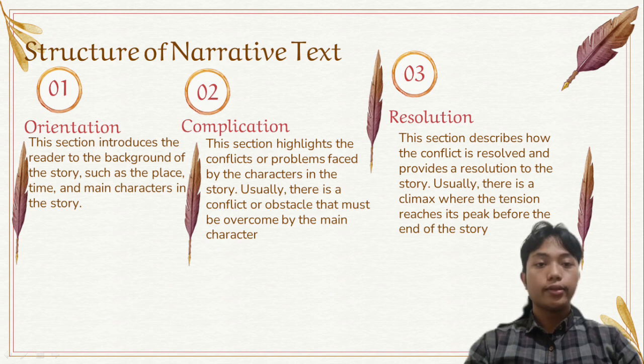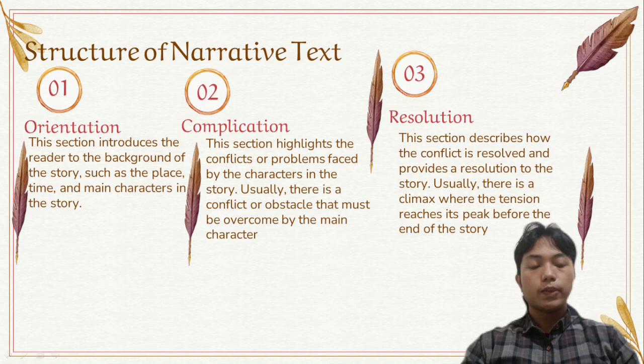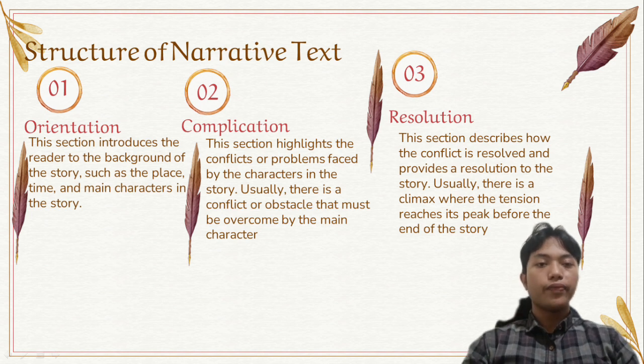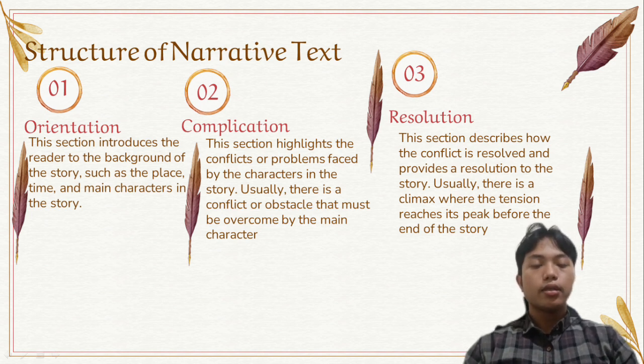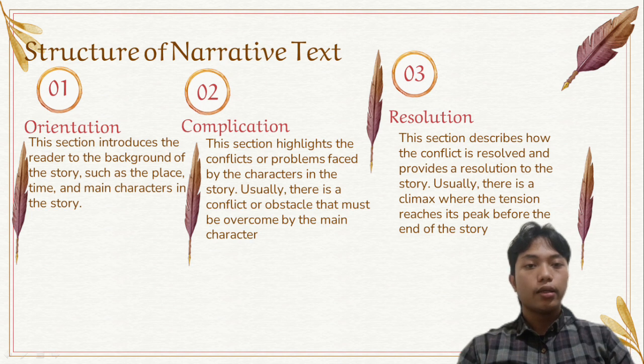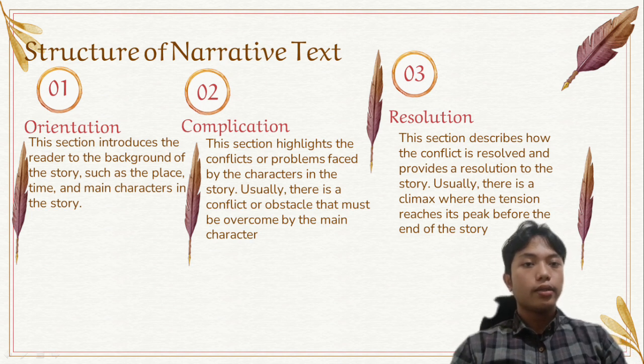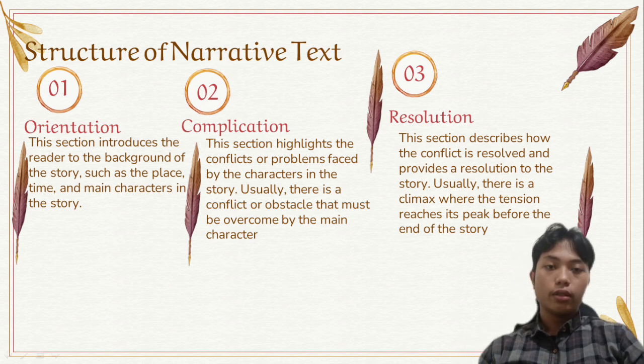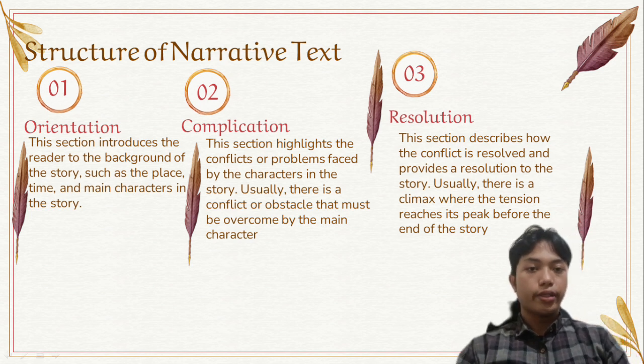After knowing the characteristics of narrative text, I will explain the three structures of narrative text. The first is orientation or introduction. This section introduces the reader to the background of the story, such as the place, time, and main character in the story. And the next, complication.